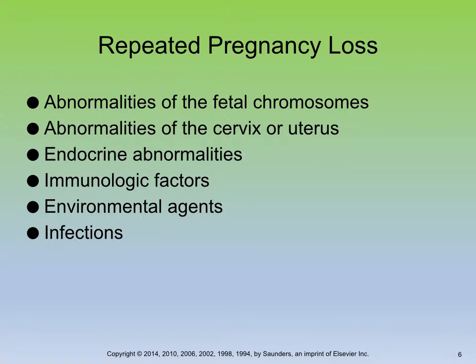We want to consider women who've experienced repeated pregnancy loss. We want to think about, is there any abnormalities in the chromosomes of the zygote or the fetus itself? Like we stated before, is there any abnormalities of the cervix or the uterus, structures used to maintain the pregnancy? Is that why there is continued pregnancy loss? Are there any endocrine or hormonal abnormalities that really push the reason for a pregnancy loss? Any immunological factors, environmental agents that might be teratogenic that these patients are exposed to, or any history of infections.